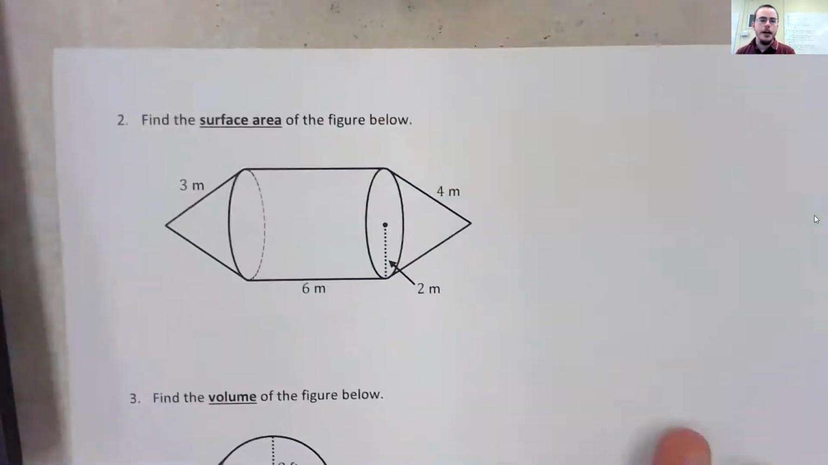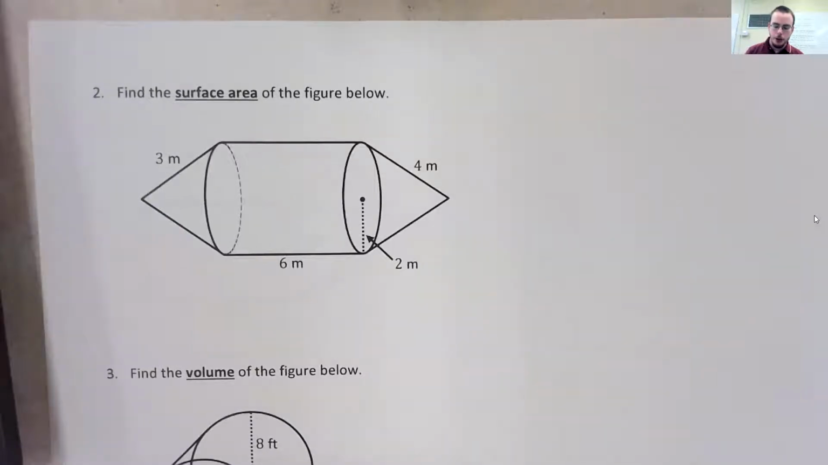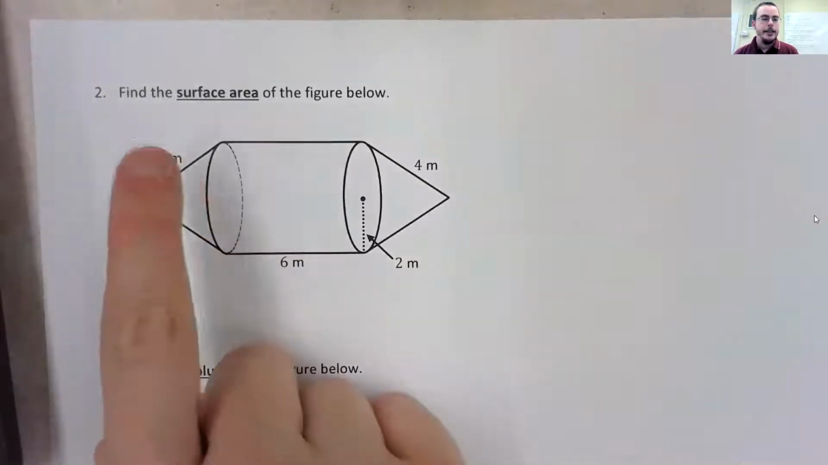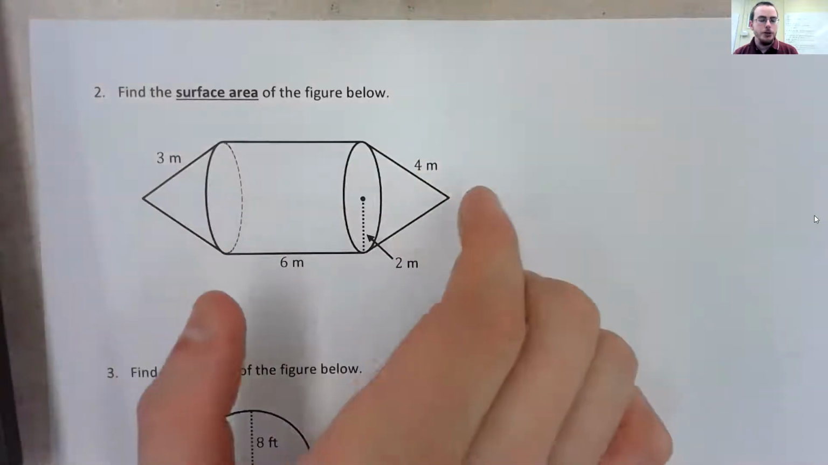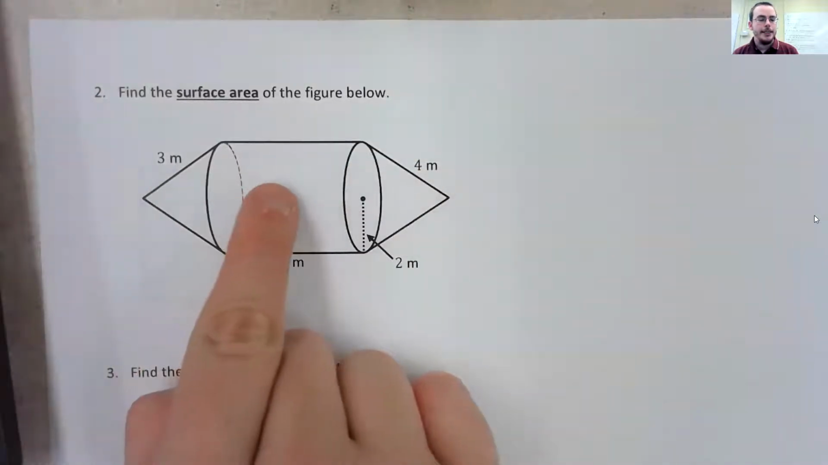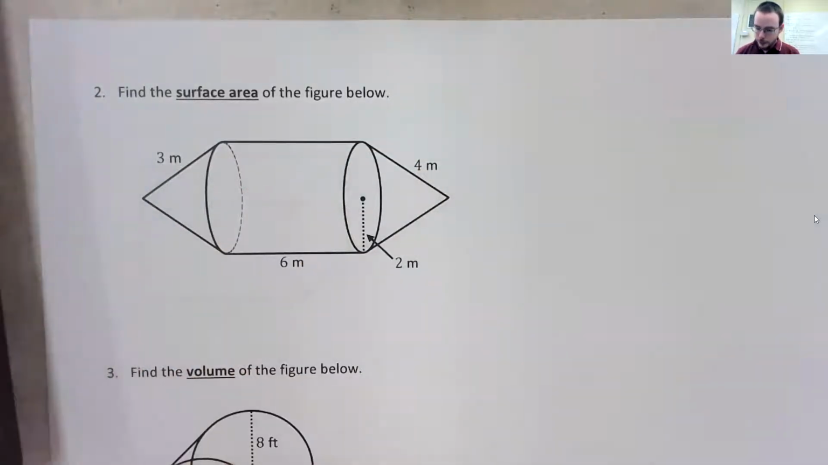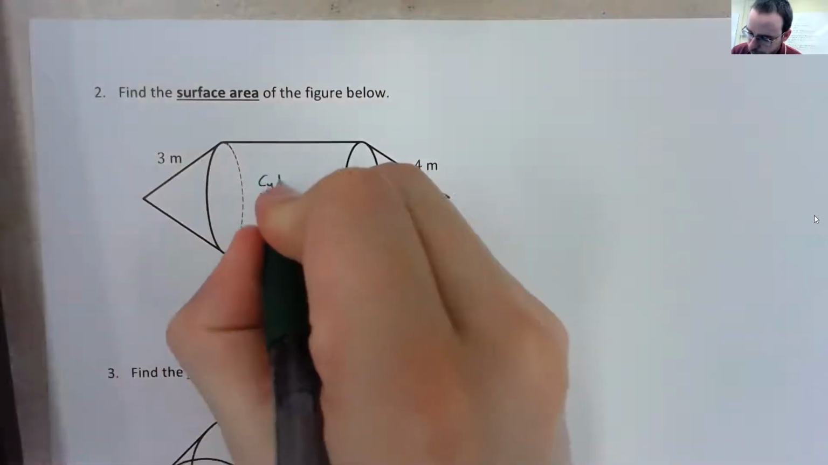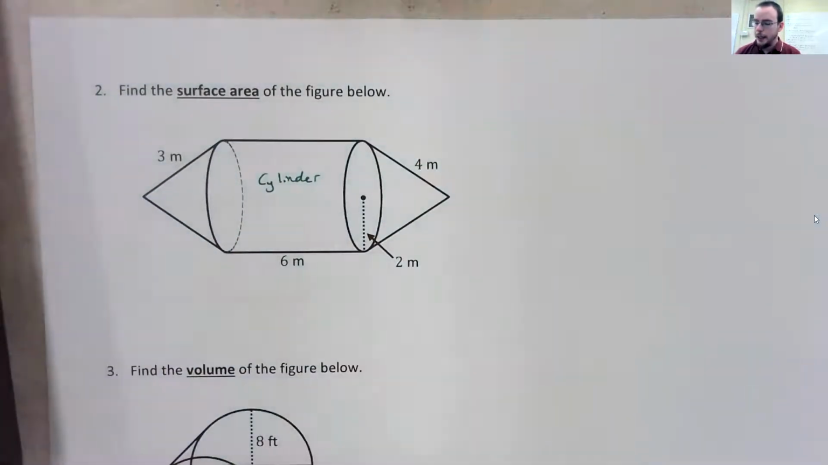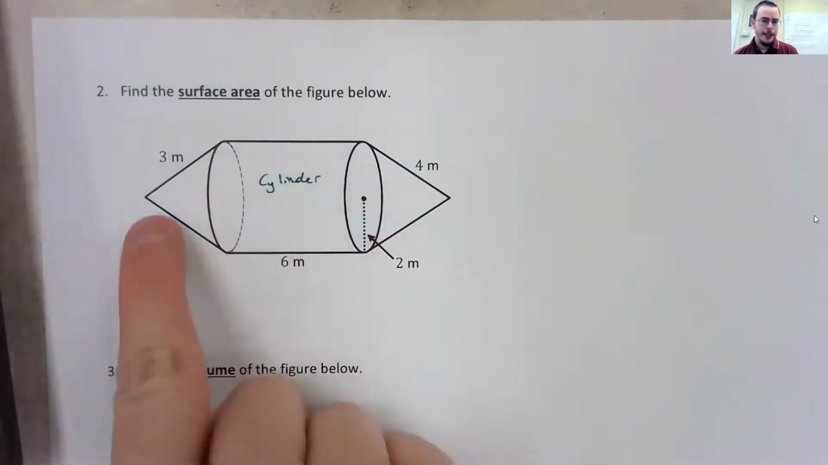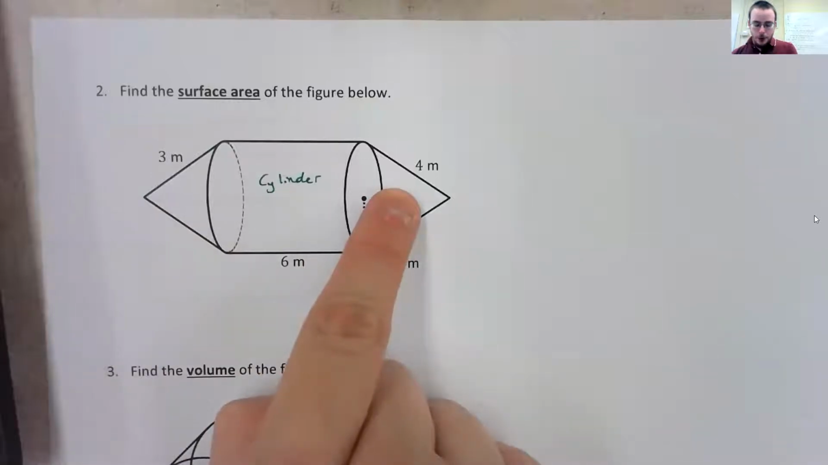So let's look at number 2. Number 2 says to find the surface area of the figure below. So we're just looking for the surface area. And in this figure, what shapes do you see? Well, you see a cylinder here in the middle. You see a cone on the left and a cone on the right.